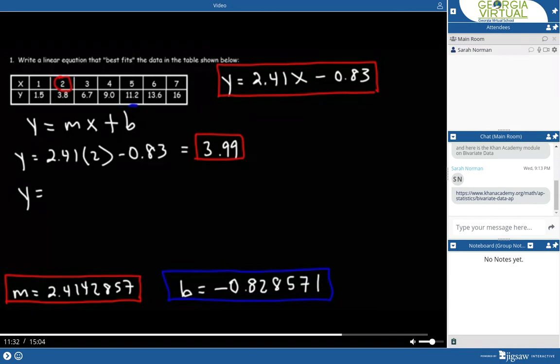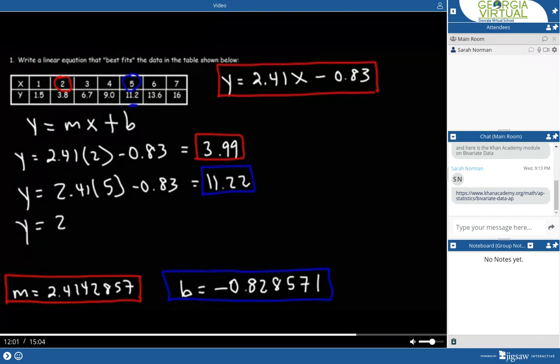Now let's try plugging in a different value. Let's go with 5. So 2.41 times 5 minus 0.83. This is equal to 11.22. 11.22 is very close to 11.2, so that's an even better approximation.